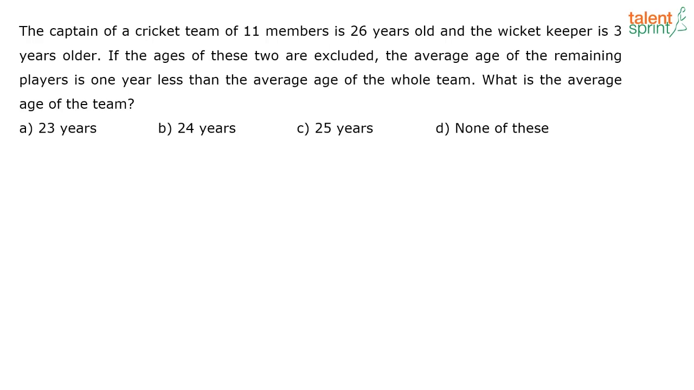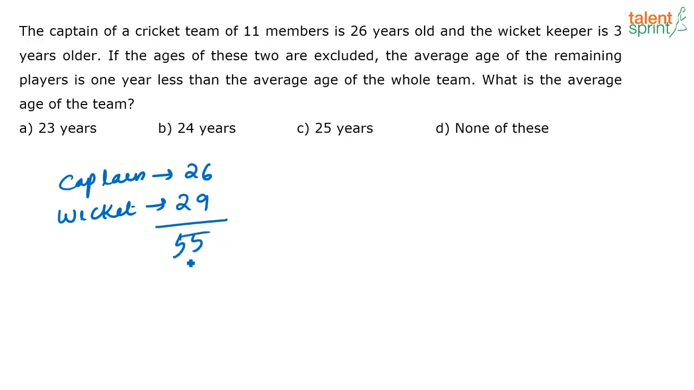So what is given here? There is a cricket captain. The captain is 26 years old and the wicket keeper, how many years old is he? He is 3 years elder than the captain, that is he is 29 years old. So what was the sum of the ages of these two people? It is nothing but 26 plus 29, that is equal to 55.